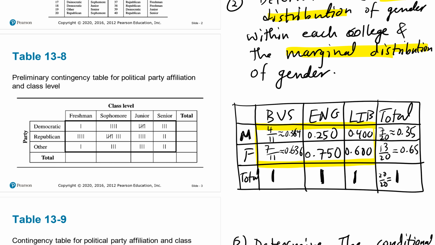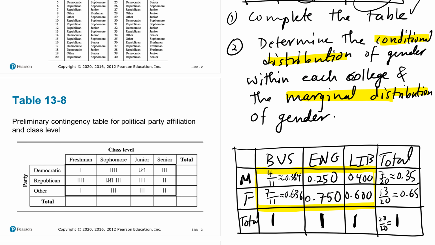The content inside this part here, these are what we call conditional distributions. The ones within the highlighted region. Now the ones on the side are called marginal distributions. They are in the margin of the table, right? Those are called marginal distributions.